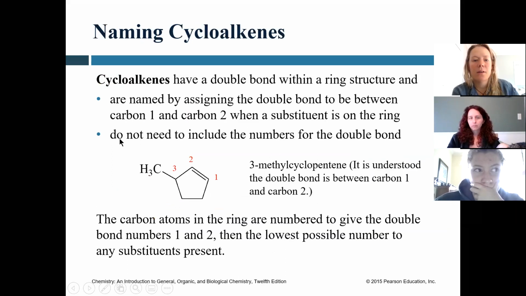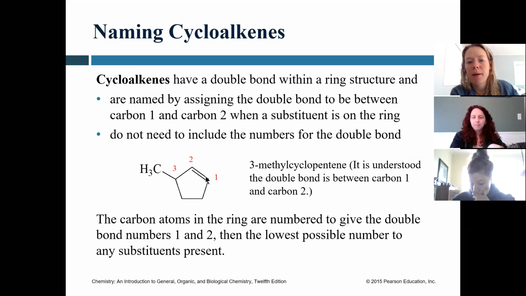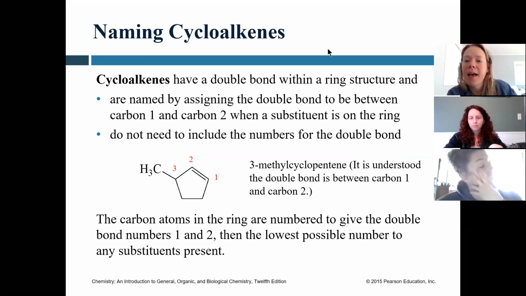Okay, so what if we have a cycloalkene, a cyclical one with the double bond? The double bond, again, always takes precedence against any accessory or arm. So we'd always have the double bond start at carbon 1. And then we count until we get to our accessory in the lowest number possible.